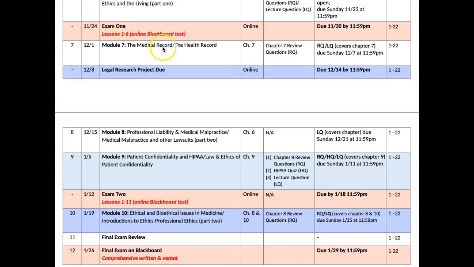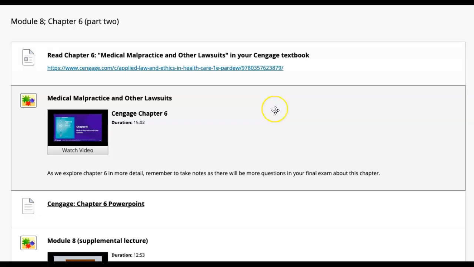All right, I'm going to head over to the course content section. So we're on Module 8, Chapter 6, Part 2. The cool thing about it, a lot of you probably already read Chapter 6, so you can highlight that again, just read over it briefly or take a look at it, or if you didn't make it all the way through the first time, finish reading Chapter 6, Medical Malpractice and Other Lawsuits. Of course, we have a 15-minute lecture here that you need to watch that's really relevant, of course, to what will be on our exams moving forward, so take a look at that.